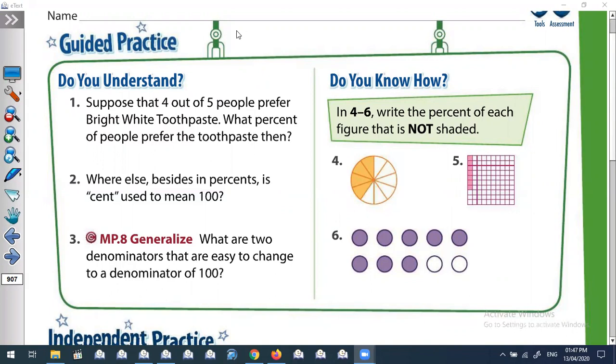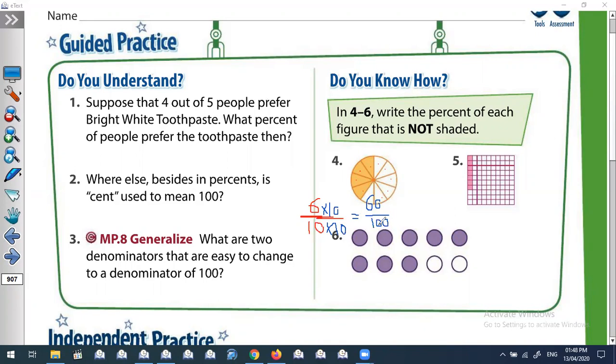What is the number of unshaded parts? Let's count. 1, 2, 3, 4, 5, 6. So write 6 up over the total parts. 7, 8, 9, 10 over 10. If you need to change this fraction into percent, the denominator should be 100. So I'm going to multiply 10 by 10 to be 100 and also 6 by 10. So it will be 60 over 10 by 10 is 100 now.